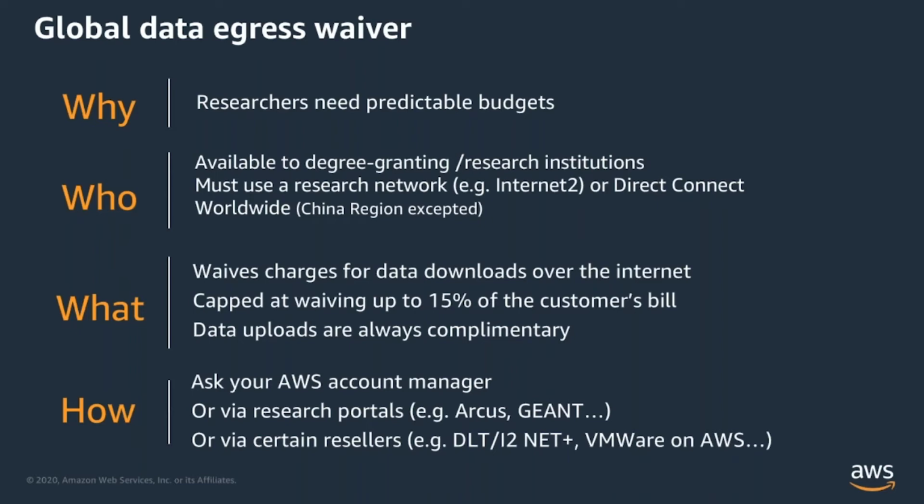So basically, with the global data egress waiver, we offer a maximum discount of 15% of the total monthly spending on AWS services. So if you believe that you qualify for the global data egress waiver, please talk to your AWS account manager to get this benefit.